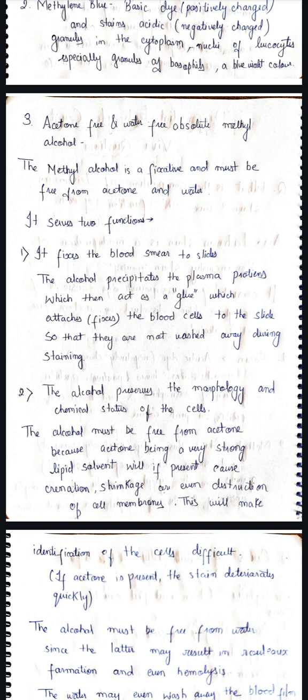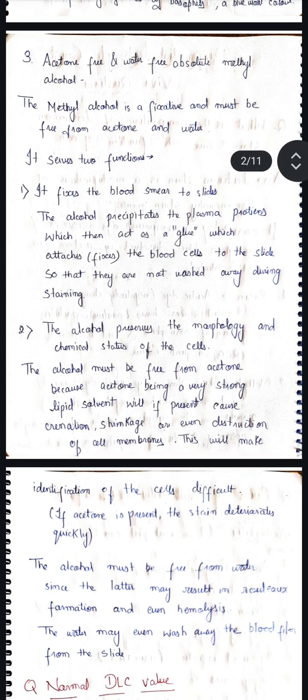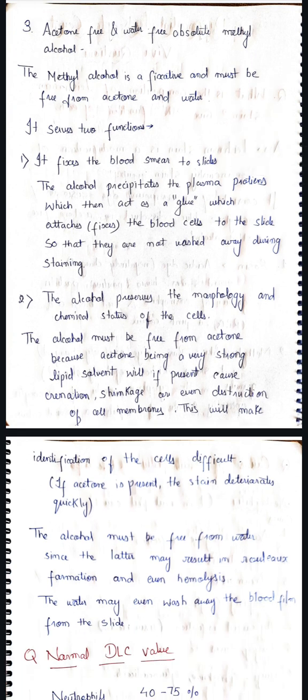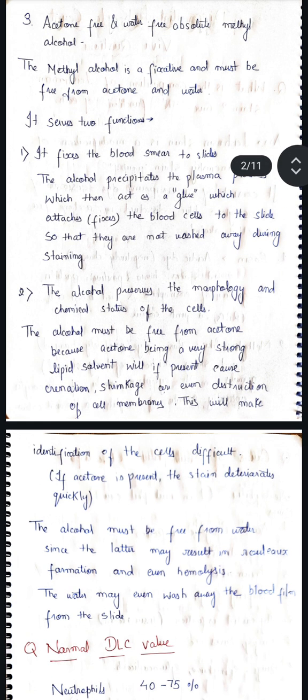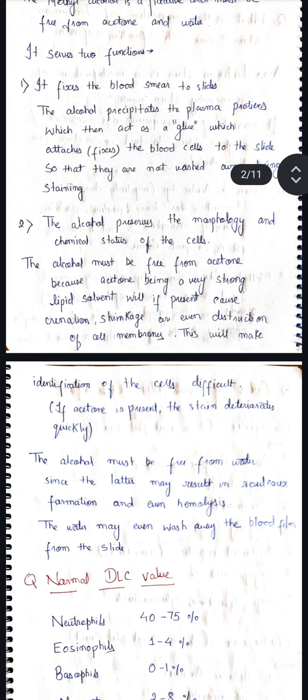It serves two functions. It fixes the blood smear, the smear which we make, to the slide. It serves as a fixator. The alcohol which is present, it precipitates the plasma proteins. Okay, this is a precipitation reaction which we study in biochemistry. So it precipitates the plasma protein which then act as a glue, right? So this is how the blood smear is fixed to the slide, and it attaches or fixes the blood cells to the slide so that they are not washed away during the process of staining.